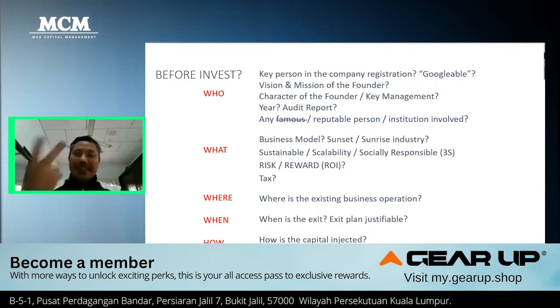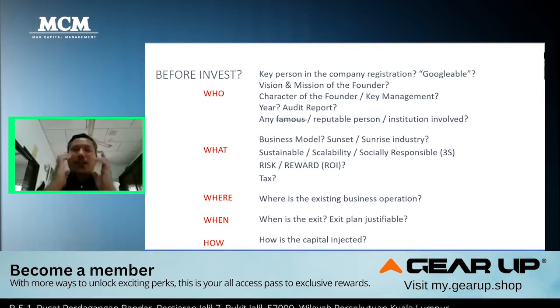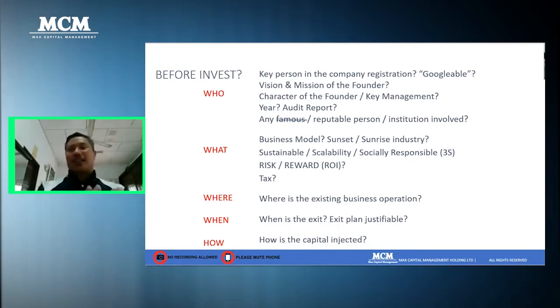And then, of course, the second W is what kind of business model? Is it a sunset business or a sunrise business? Always go into a sunrise business, because sunset is very challenging. You never know when the big hit comes, and then you have to close your shop. All right, always go for a sunrise industry.